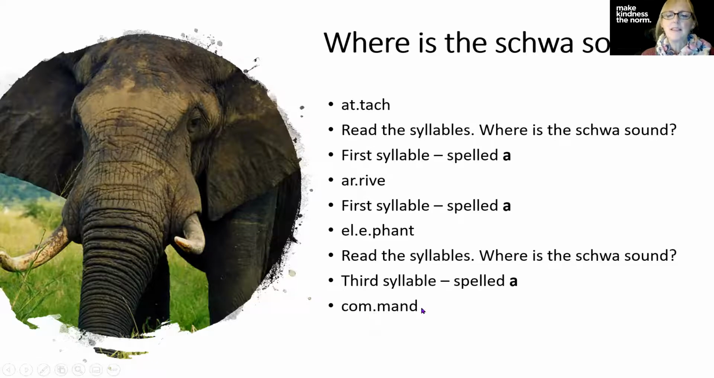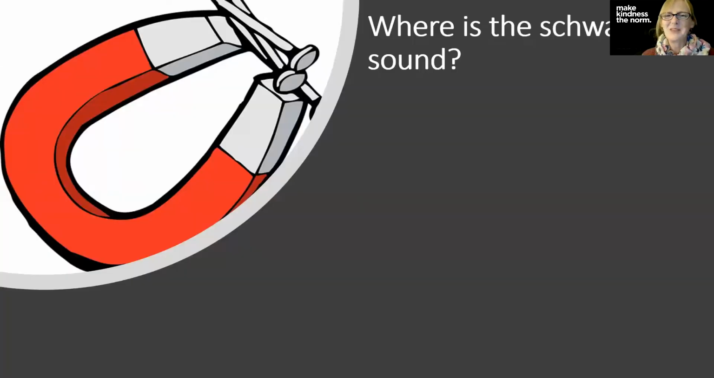Command. Now in the second one, mand, in the second syllable, I can hear the A, the short A sound really clearly. Command. I hear schwa in the first, and we are spelling it with the letter O. Got it? Okay, let's do a little bit more practice and then we'll practice writing them.